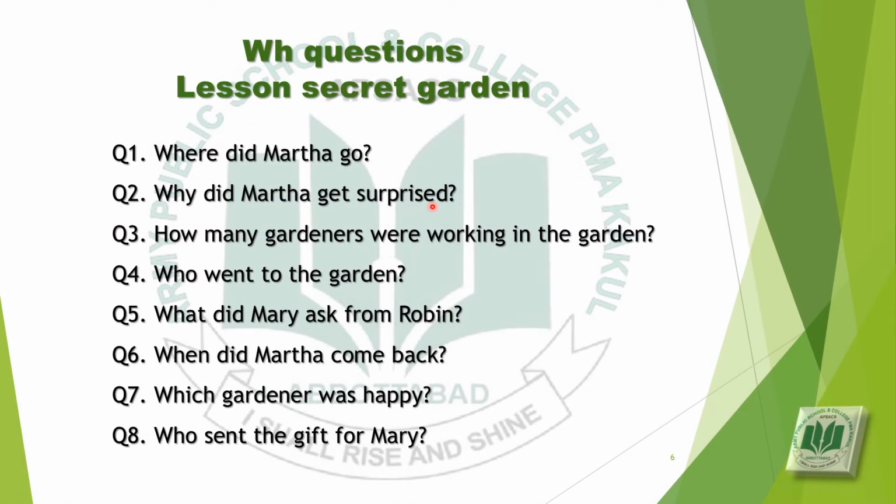As in the previous slide, we have learnt about the WH words for asking questions. So I have made some questions from page 10 of Secret Garden. Please listen carefully to how we can make questions with the help of WH words. Question number 1. Where did Martha go? Number 2. Why did Martha get surprised? Number 3. How many gardeners were working in the garden? Number 4. Who went to the garden? Number 5. What did Mary ask from Robin? Number 6. When did Martha come back?